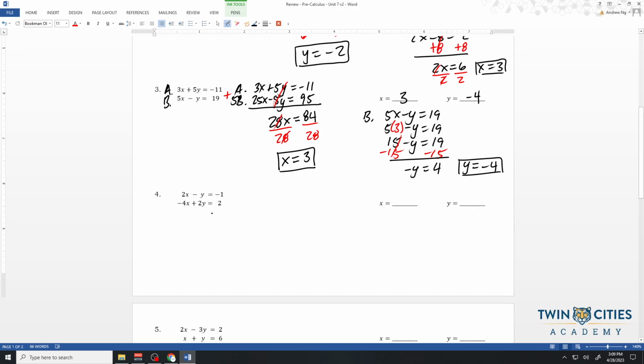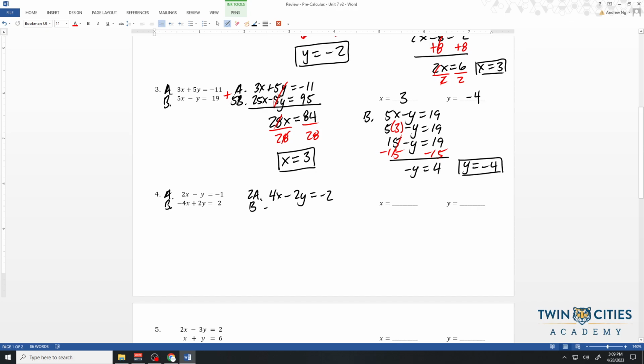Okay, for number 4, I've got 2x minus y equals negative 1, and negative 4x plus 2y equals 2. All right, let's multiply A by 2 and see what happens. So 2A, and then B. This will be 4x minus 2y equals negative 2.